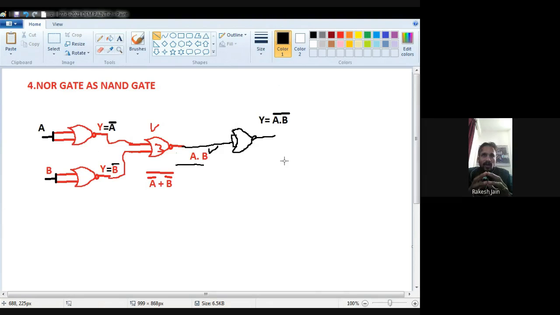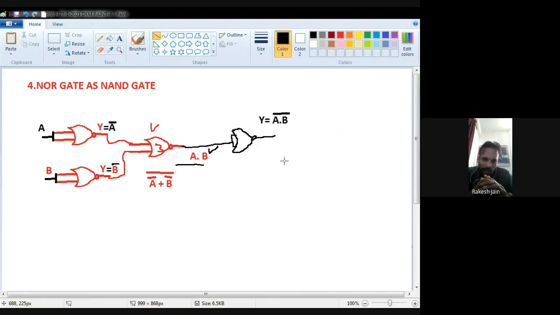Now with this A bar and B bar, I connected them in another NOR gate. So the output is just the addition of the inputs having a complement. So y is equal to A bar plus B bar having a bar. So by the De Morgan theorem, I prove that y will be A dot B. This is the output of this third NOR gate, the output actually of AND gate.